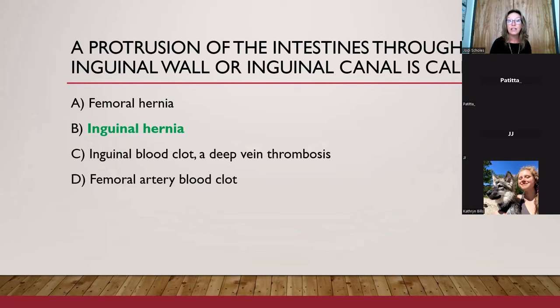Yes, there are different types of hernias. This one, when we're talking about the intestines coming through that inguinal wall, the muscles right there, or the inguinal canal, it's called an inguinal hernia. Basically, if something is protruding through the muscle wall, or its intestines protruding through something, yes, inguinal hernia.